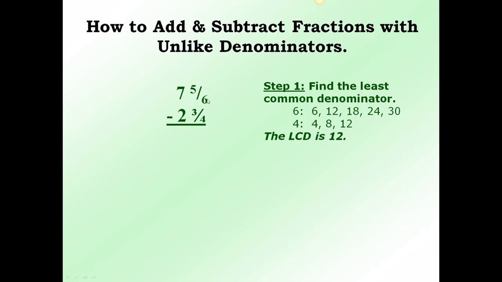How you do this is you take both of these denominators and you write out their multiples. On this row here I have 6, and 6 times 1 is 6, 6 times 2 is 12, 6 times 3 is 18, 6 times 4 is 24, 6 times 5 is 30.